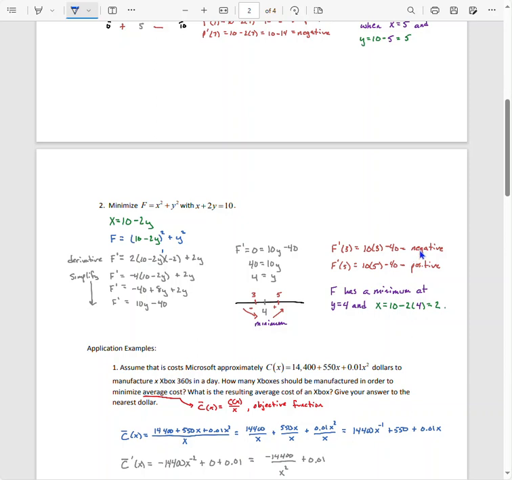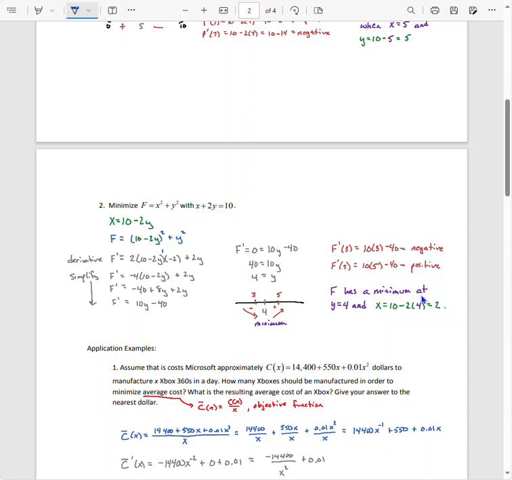I only care about the negative or the positive, because a negative tells me I have a negative slope. A positive tells me I have a positive slope, so I am decreasing and then increasing. My derivative changes sign when y equals 4. This indicates that y equals 4 is a minimum, and a minimum is exactly what I was looking for.